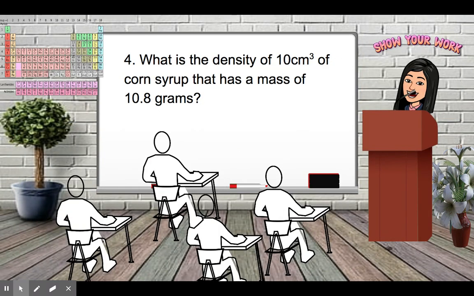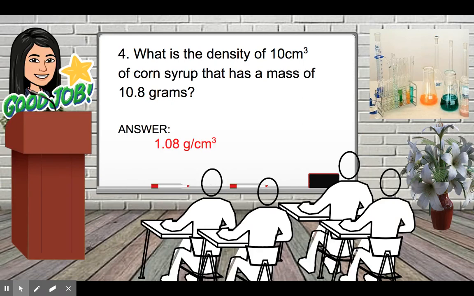Question number 4. What is the density of 10 cubic centimeters of corn syrup that has a mass of 10.8 grams? I'll wait for your answers. And the correct answer is 1.08 grams per cubic centimeter.